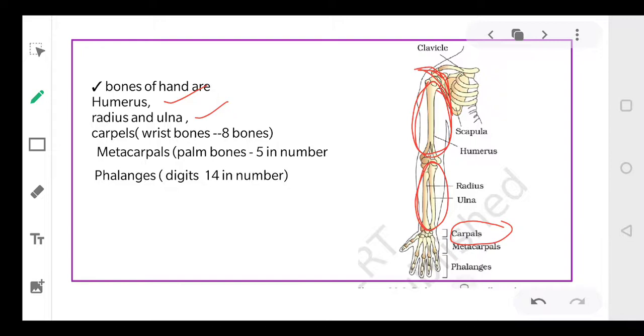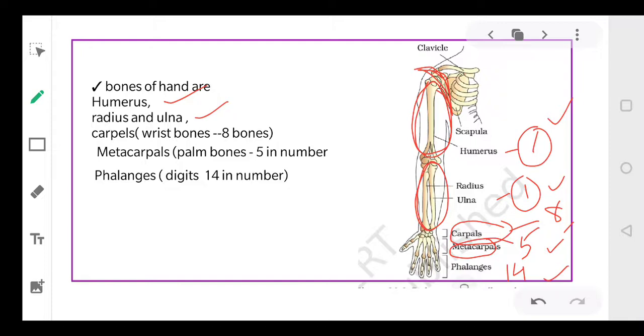Clear? Then you have metacarpals which are 5 in number. 5 metacarpal हैं और 14 phalanges हैं. Again I am telling you, एक humerus है, एक radius ulna है और 8 carpals हैं. तो आप गिन सकते हैं. So in your hands there are humerus bone, radius ulna bone, 8 carpals, 5 metacarpals and 14 phalanges. So these are the bones of your hand. Any doubt, students? Okay.